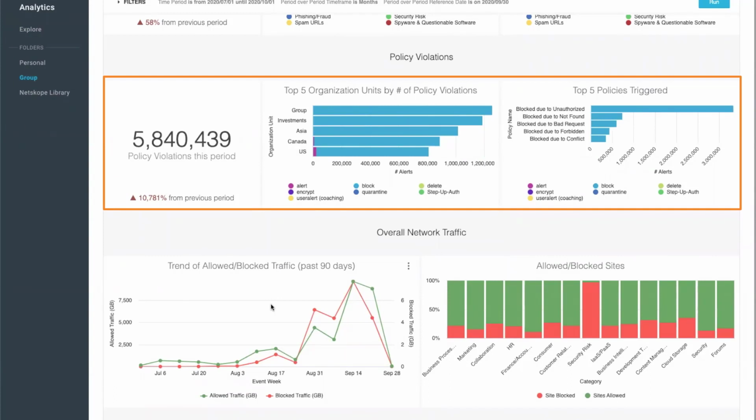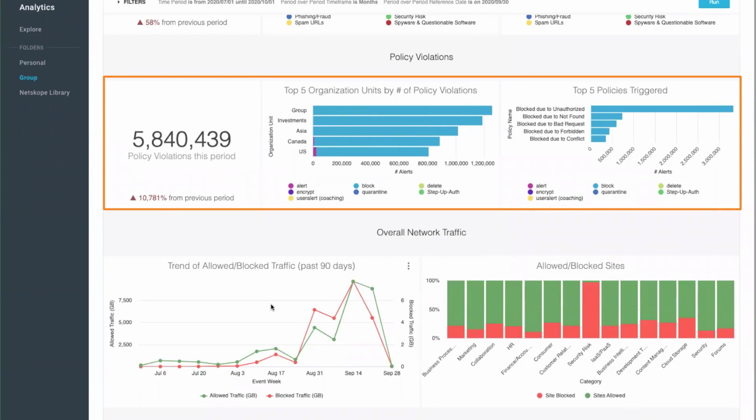Because culture is obviously very different, for instance, from the US to Asia to Europe. This will be a good measurement to see what is actually being effective, specifically around things such as user alert and coaching. So including this metric here is very important.